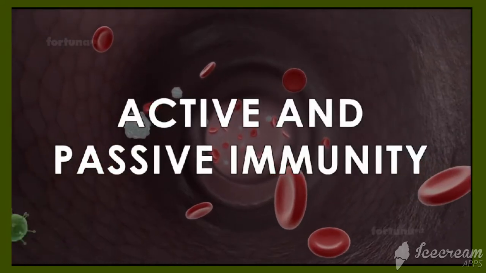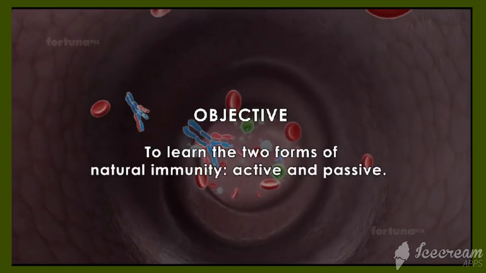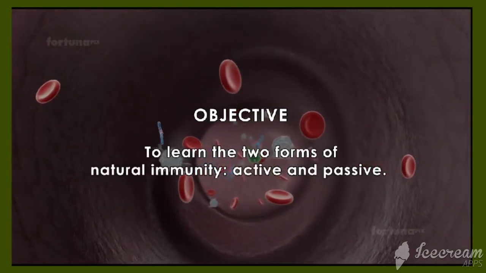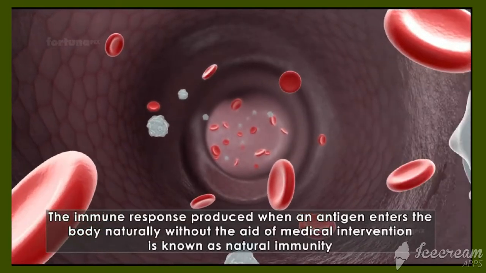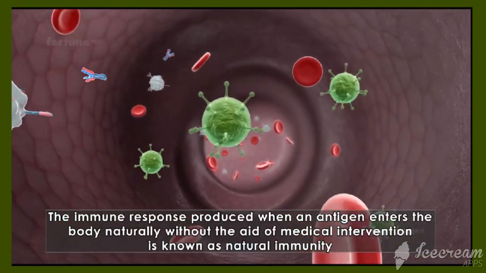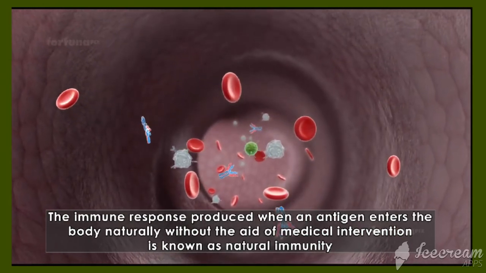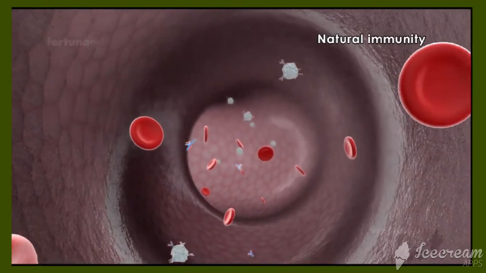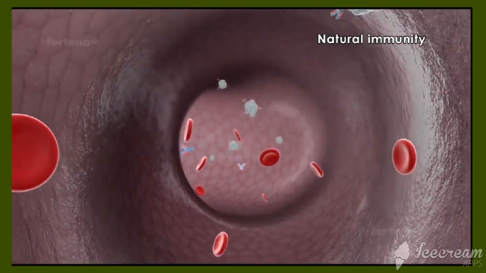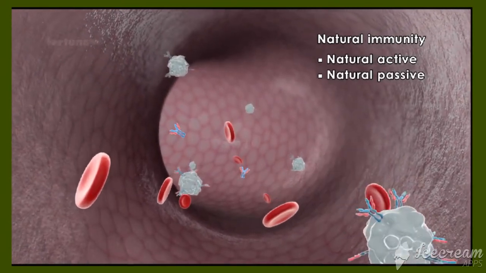Active and passive immunity. Objective: to learn the two forms of natural immunity, active and passive. The immune response produced when an antigen enters the body naturally without the aid of medical intervention is known as natural immunity. Natural immunity can be one of two types, either natural active or natural passive.